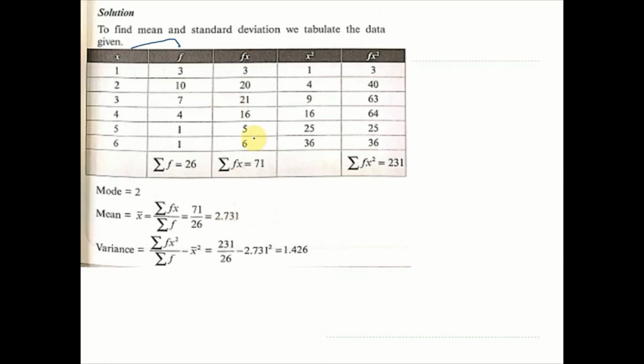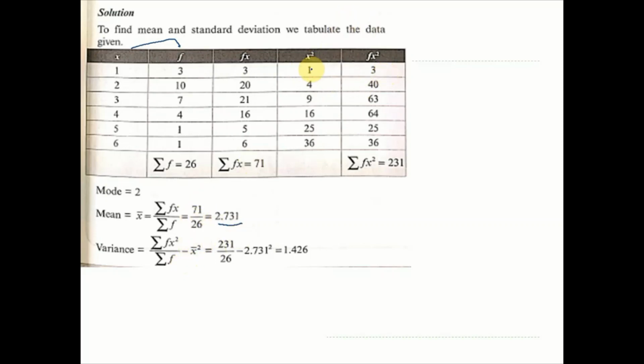Okay, dah belajar dah. So first I create this column which is fx, and then I get the sum. And the mean we know is just the sum of fx divided by sum of f. So 71 divided by 76. So our mean is 2.731. And then I create another column, x squared. Why do I create this column? Because I want to find fx squared so that I can find variance and hence standard deviation.